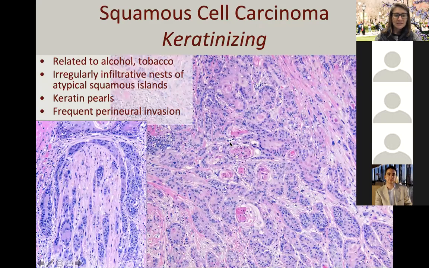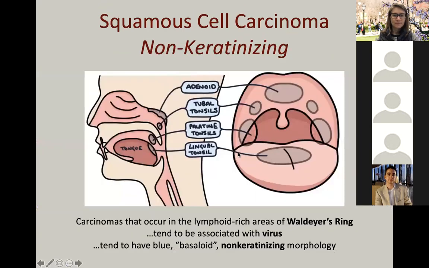Here's an example of the histology of invasive keratinizing squamous cell carcinoma, with these irregular infiltrative islands of squamous cells, sometimes with keratin pearls, which is kind of the buzzword for these types of structures. We frequently see perineural invasion, seen here on the bottom left. So people can, of course, have nerve pain. These can track up the cranial nerves and be difficult to resect.